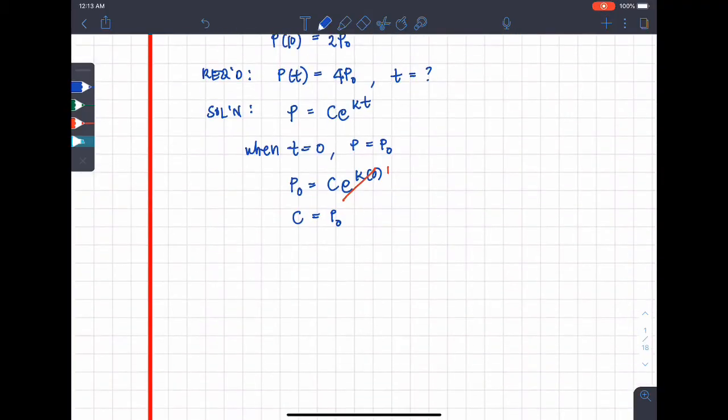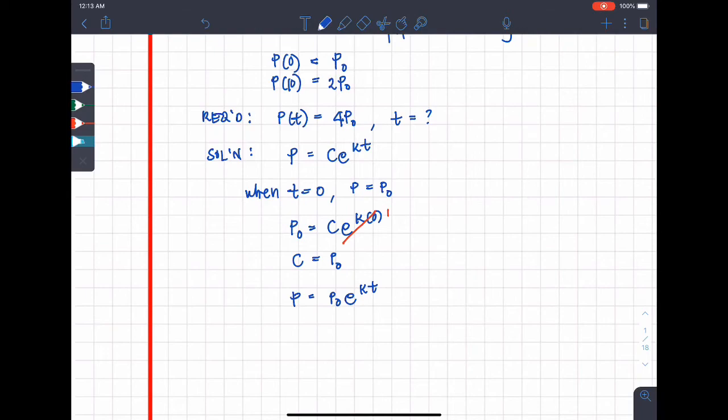And then from there, we could substitute C. From our original equation, that would make P equal to P sub 0 e raised to kt. So this time around, we were able to find the value of C using our initial value, that is when time is equal to 0. Usually, that is the way on how to get the value of the arbitrary constant: use the relation when time is equal to 0.